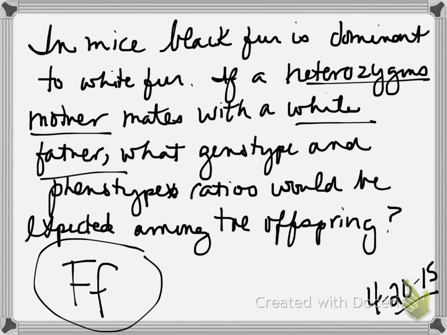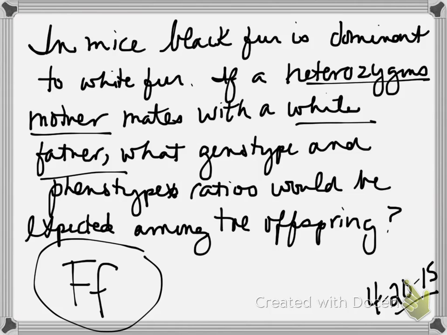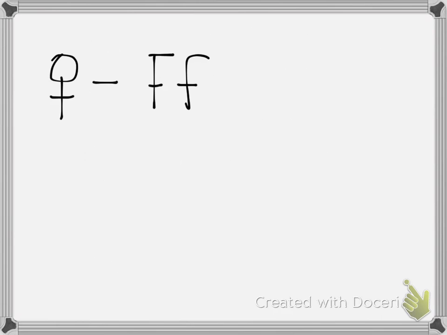So we're going to do that over here. And the mother's genotype would be what? So it says that mother is heterozygous. She is big F, little f. Okay, now dad, it says, is white. What do we know about white fur in these mice? It's recessive. So what does his genotype have to be? Little f, little f.